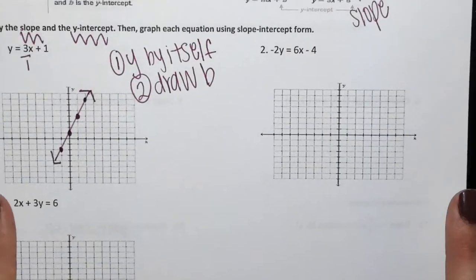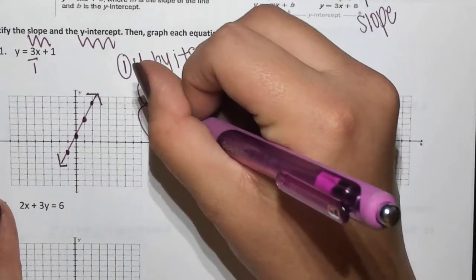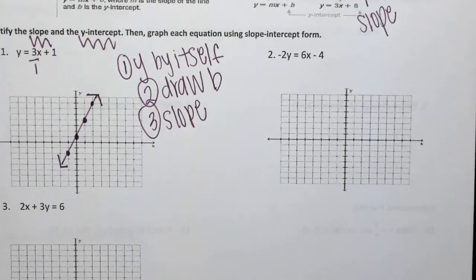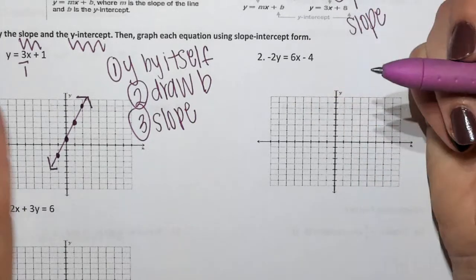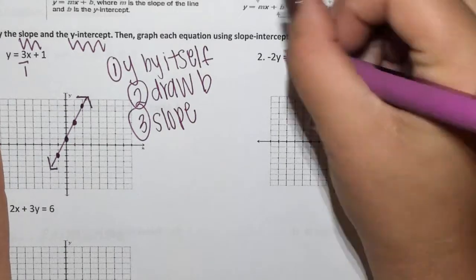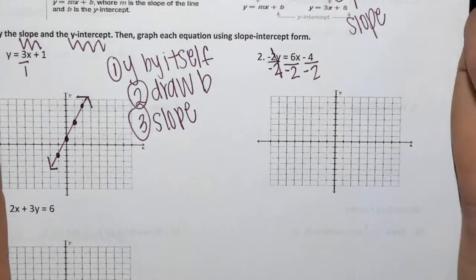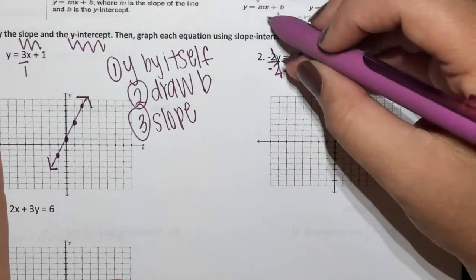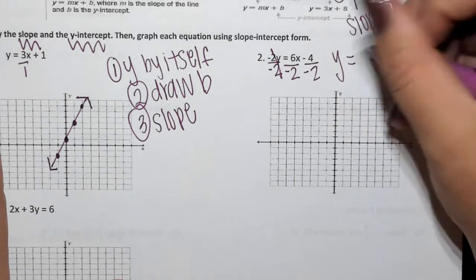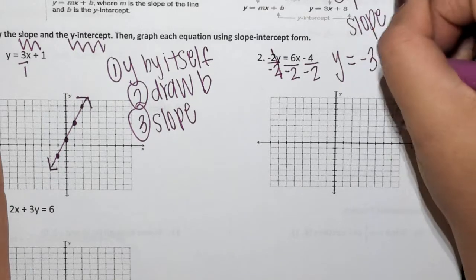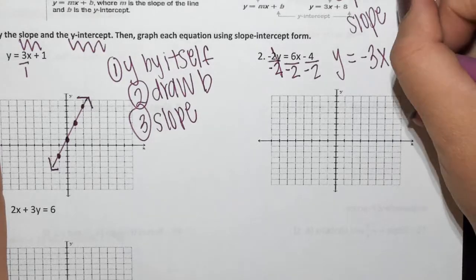Alright, let's try number 2. Step 1. Oh, I forgot to write. In case you like these steps, then you need to incorporate your slope. Alright, number 1. Is y by itself? No. Asia, what do I need to do to get y by itself? Right, divide everything. Not just one thing, everything. So negative 2 divided by negative 2 cancels out. You're left with y equals 6 divided by negative 2 is what? Negative 3x. And then negative 4 divided by negative 2 is what? Positive 2.